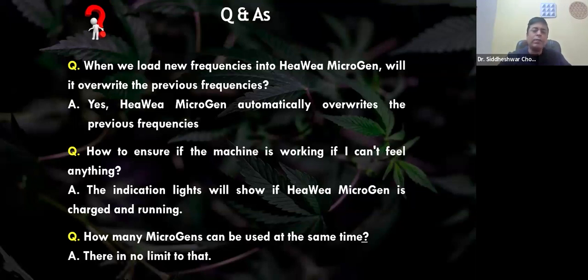How to ensure if the machine is working? Okay, this is already taken care of. How many microgens can be used at the same time? You can use multiple microgens on your body. There is no problem. You can use 2 microgens if you wish to.